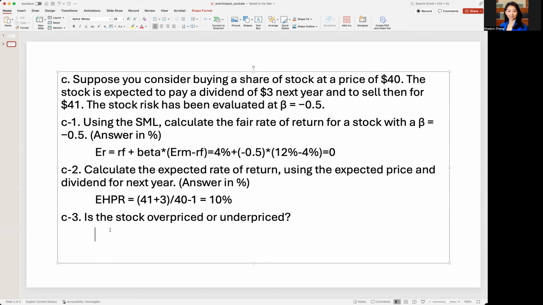Final question, is the stock overpriced or underpriced? Alpha of the stock equals the expected holding period return minus the CAPM return. That gives me 10%, which is greater than 0. So the return is too high, meaning the price is too low. So the stock is underpriced.